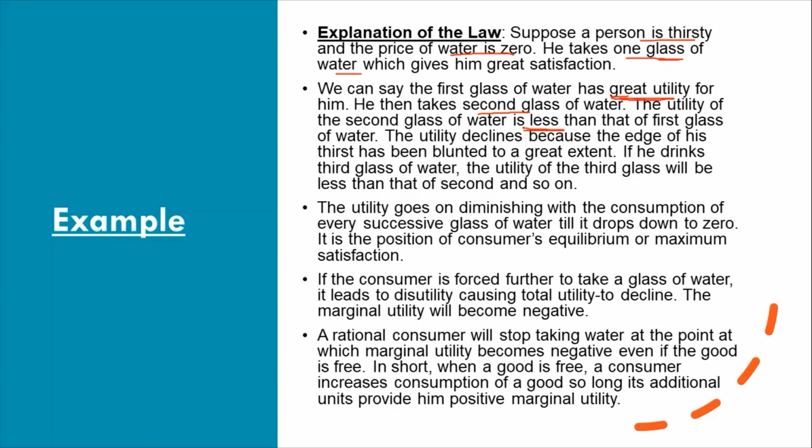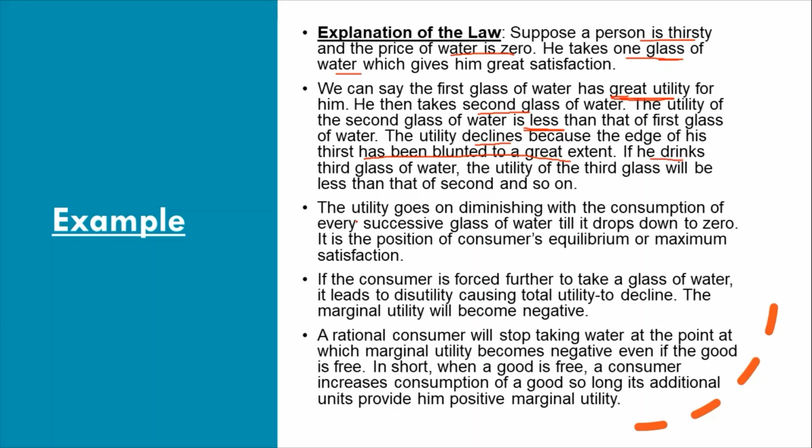So the utility falls. The satisfaction that you derive from that second glass of water falls. Okay, now it's explained over here. The utility declines because the edge of your thirst has been blunted to a great extent. Now, in easier words, this would mean that your thirst has been quenched to a great extent by that first glass of water. So the utility from the second glass of water will be less.